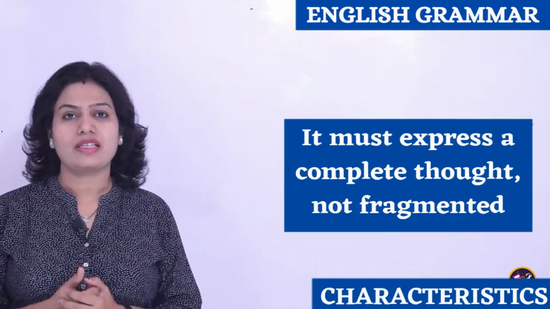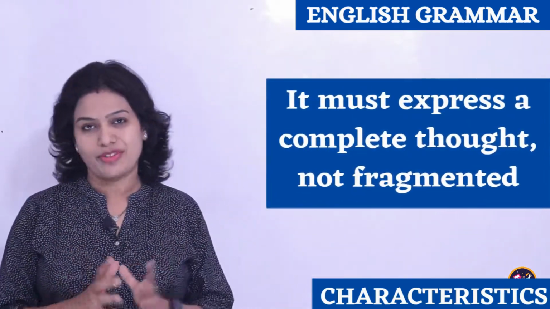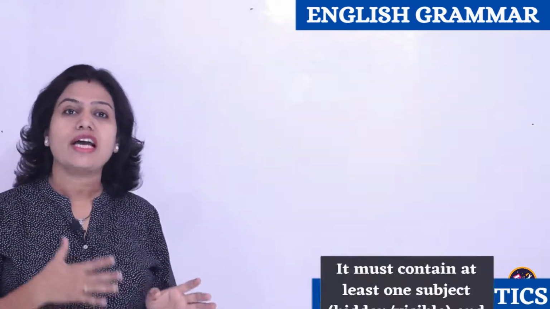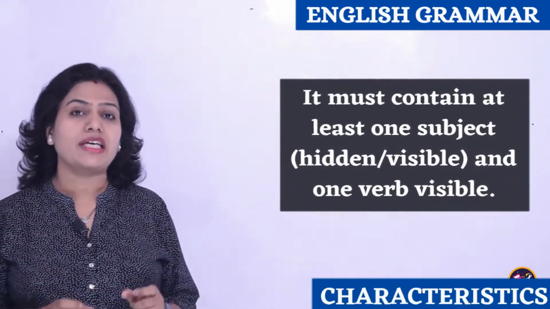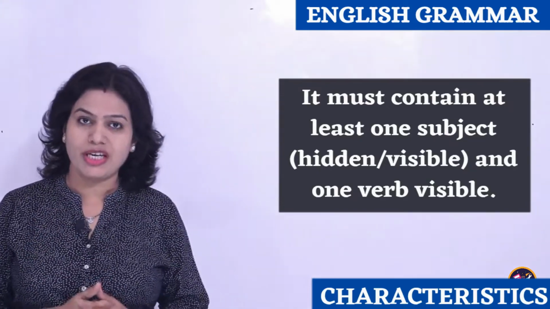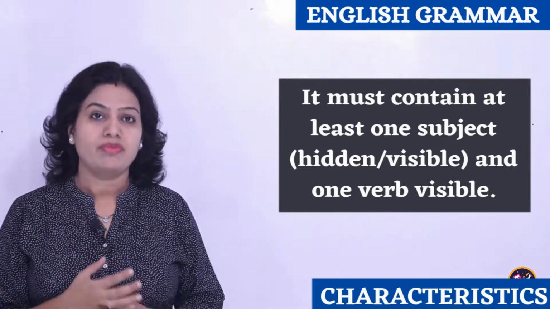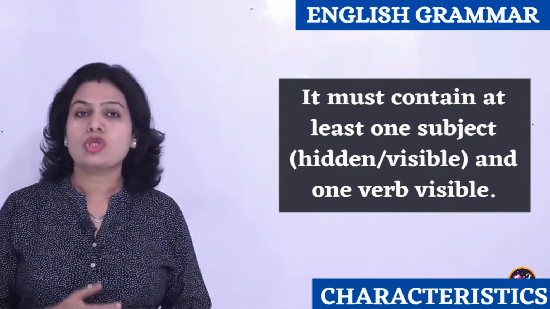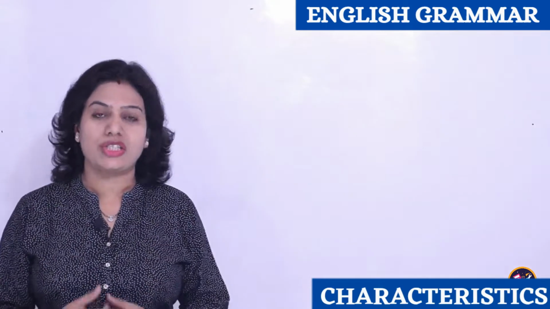The second characteristic is that it must express a complete thought, not fragmented. And the third and last characteristic of a sentence is that it must contain at least one subject, hidden or visible, and one verb, which must be visible. So these are the three characteristics of a sentence in our English grammar.